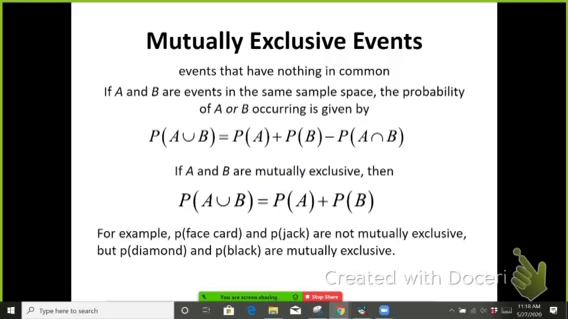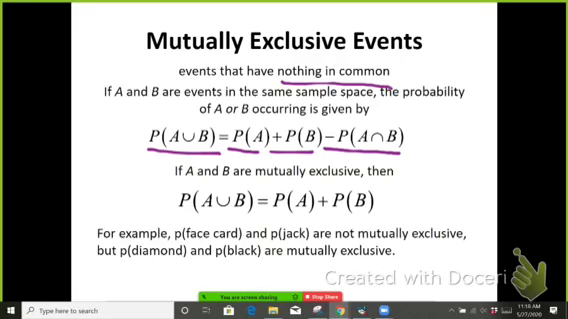Okay, another important topic that you need to go forward are mutually exclusive events. Those are events that have nothing in common. So if A and B are events in the same sample space, the probability of A or B occurring is given by the probability of A plus the probability of B minus the probability that both those things occur.